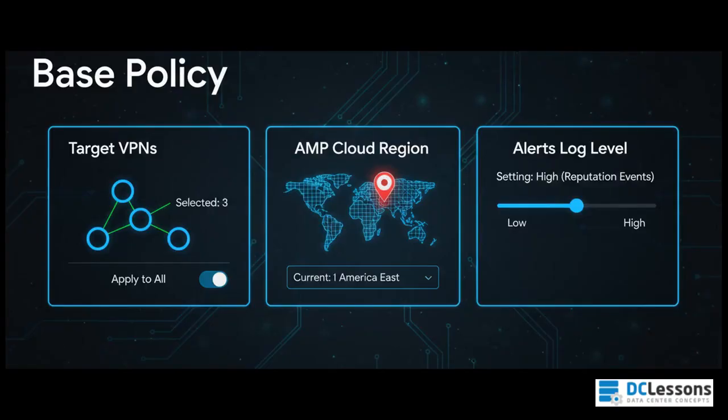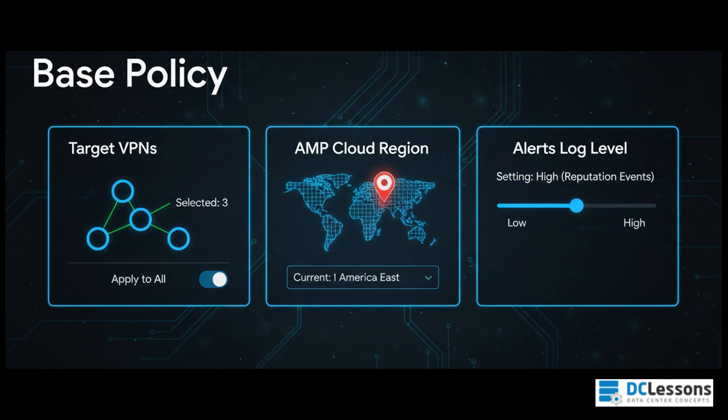So, setting up the basic policy is really easy. First, you decide what traffic you want to inspect. You can target specific VPNs or just have it look at everything. Then, you pick the AMP cloud region that's geographically closest to you to get the best performance. And finally, you just set how detailed you want your alert logs to be.